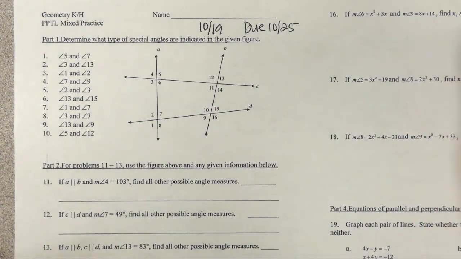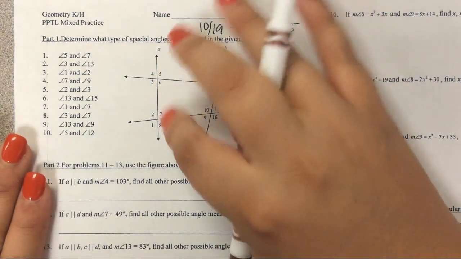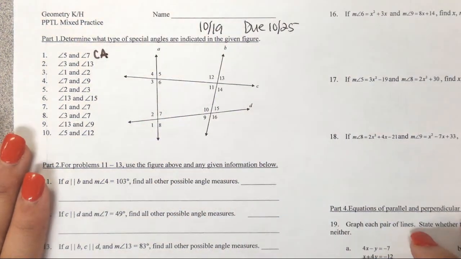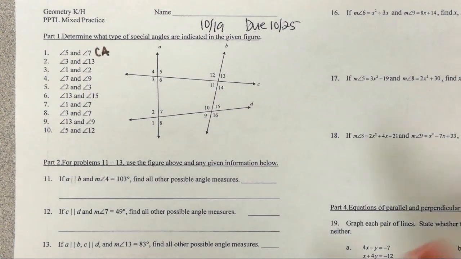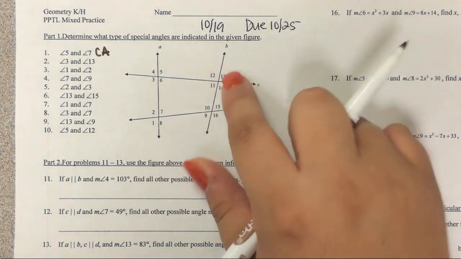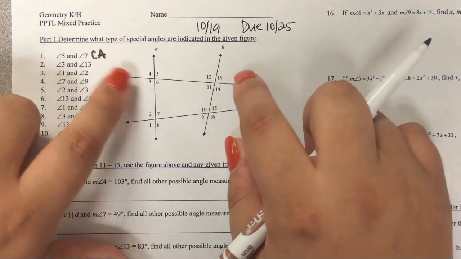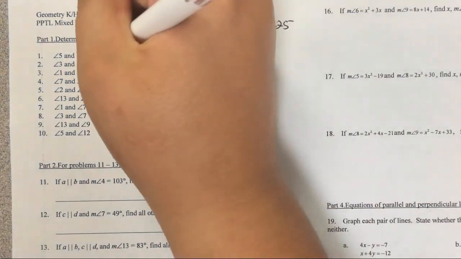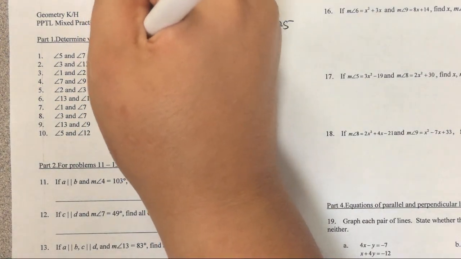Okay, so for number 1, 5 and 7. 5 and 7 are both in the top right, so those are corresponding angles because they're both in the same position. 3 and 13, if we cover up this bottom one, 3 and 13 are on different sides of C, but they're outside, so they're alternate exterior angles.